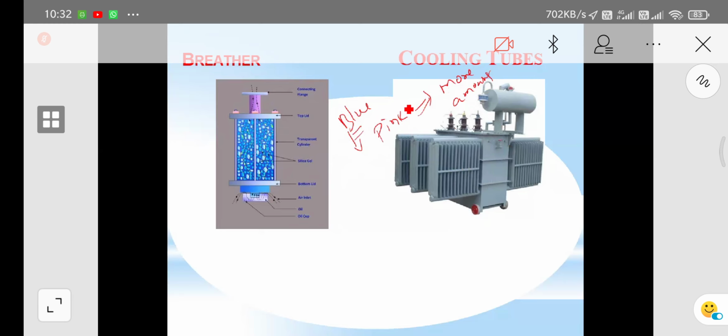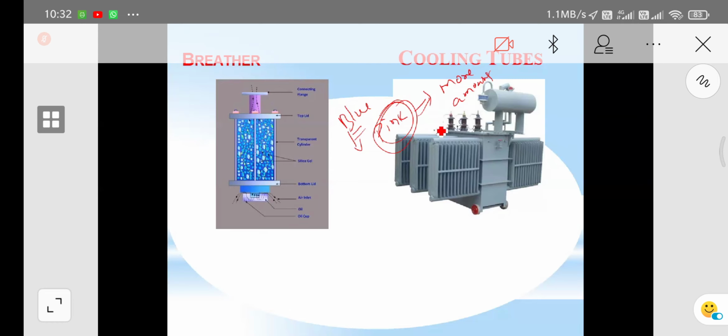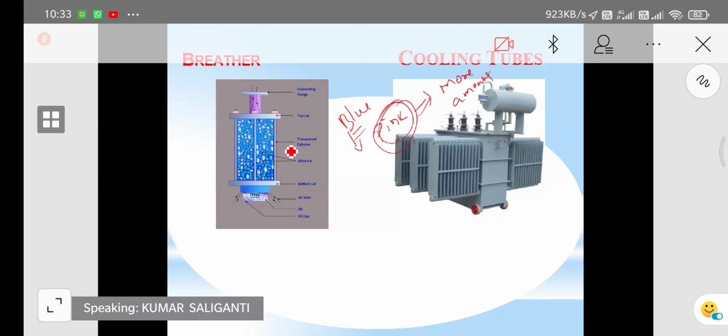Instead of blue, it will change to pink whenever the moisture enters the silica gel. So it indicates that a greater amount of moisture is there. Then you can remove the silica gel from the breather and dry it up, and again the silica gel is reused in the breather whenever the moisture has disappeared.